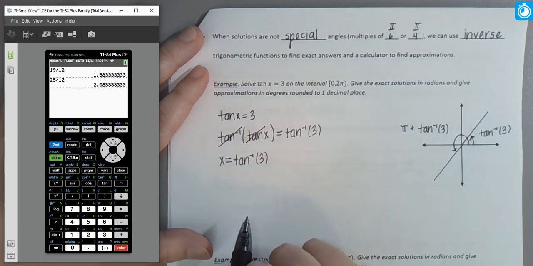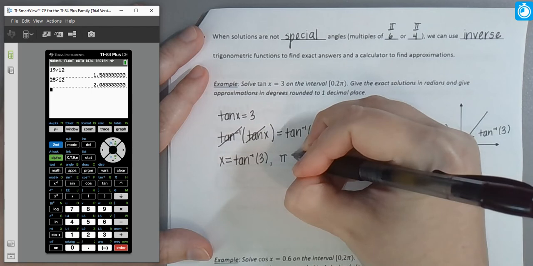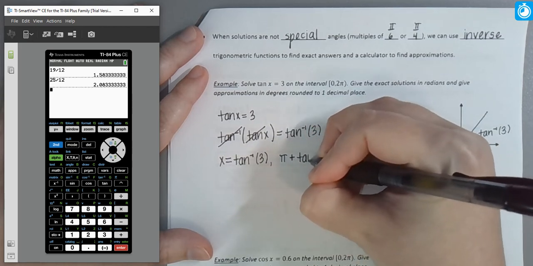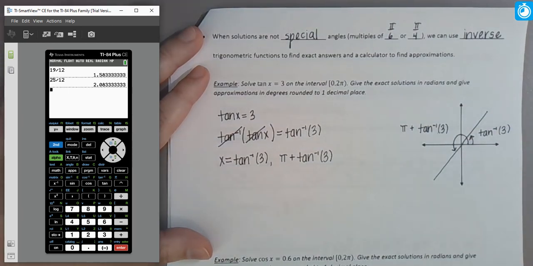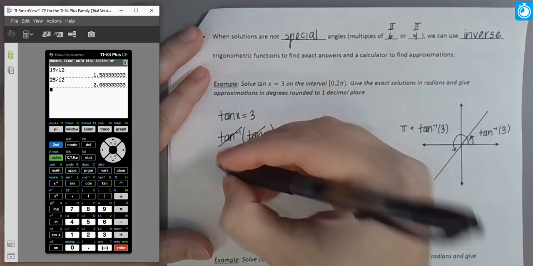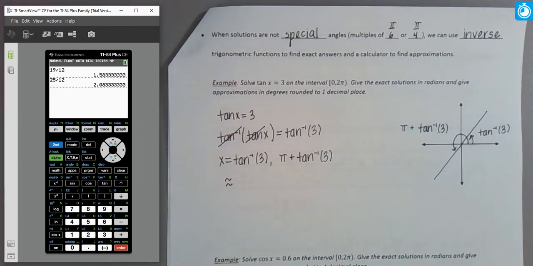So one value for x is going to be inverse tangent of 3, and the other exact value is going to be pi plus the inverse tangent of 3. So those are going to be our exact values. And then we want degree approximations rounded to 1 decimal place. So let's approximate these, and then we'll talk about how you can check and make sure that your work is correct here. So since we want degrees, you need to make sure you're in degree mode. So I'm going to change from my radians to degrees mode.